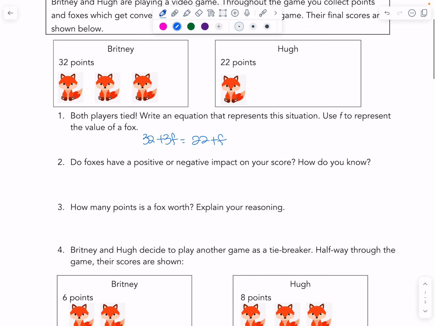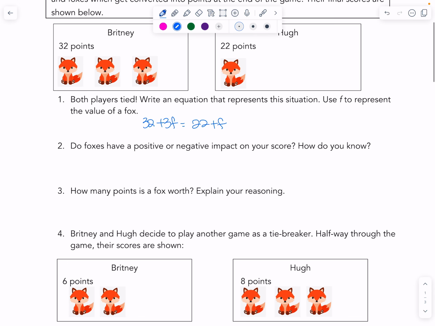All right, question 2. Do foxes have a positive or negative impact on your score? How do you know? So think about equations and how they work. They work like a balance or a scale. How do foxes affect both of their scores? So go ahead and pause the video.